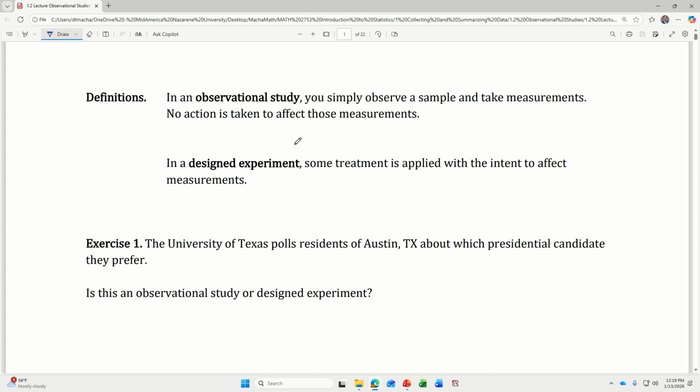In an observational study, you simply observe a sample and take measurements. No action is taken to affect those measurements. So there's two big types of observational study. In this category, surveys. Like if you just ask people their opinion or ask people facts about their life, you're not actually doing anything to the people you are surveying.